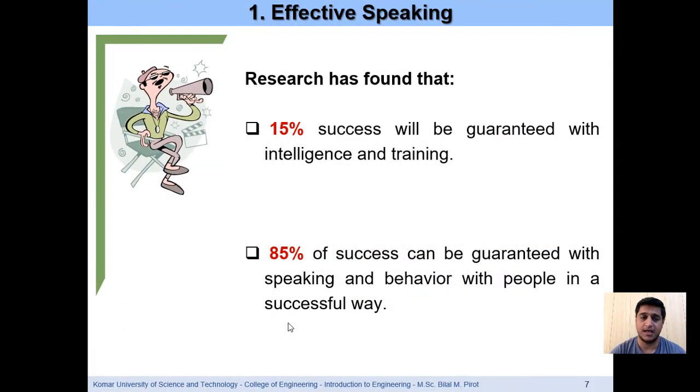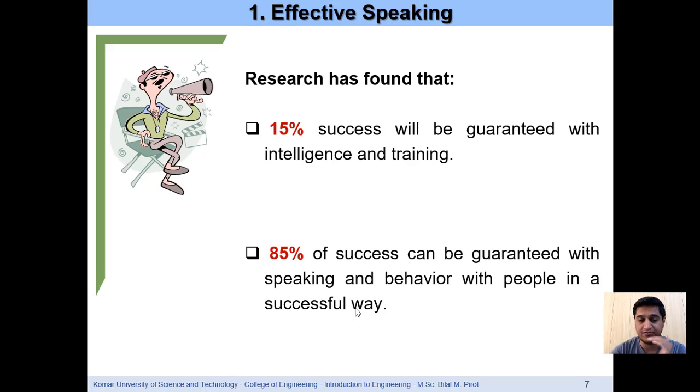We have many types of communication, but here we will talk about the 3 main types of communication. The first one is effective speaking. Research has found that 15% of success will be guaranteed with intelligence and training. So if you are an engineer with a very high intelligence, with many technical trainings, it means you have guaranteed only 15% of success. 85% of success can be guaranteed with speaking and behavior with people in a successful way. It is something unbelievable.